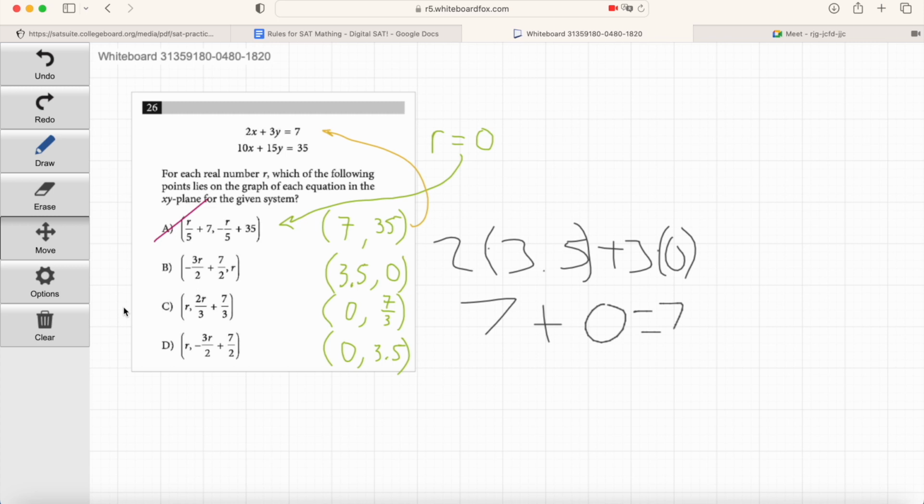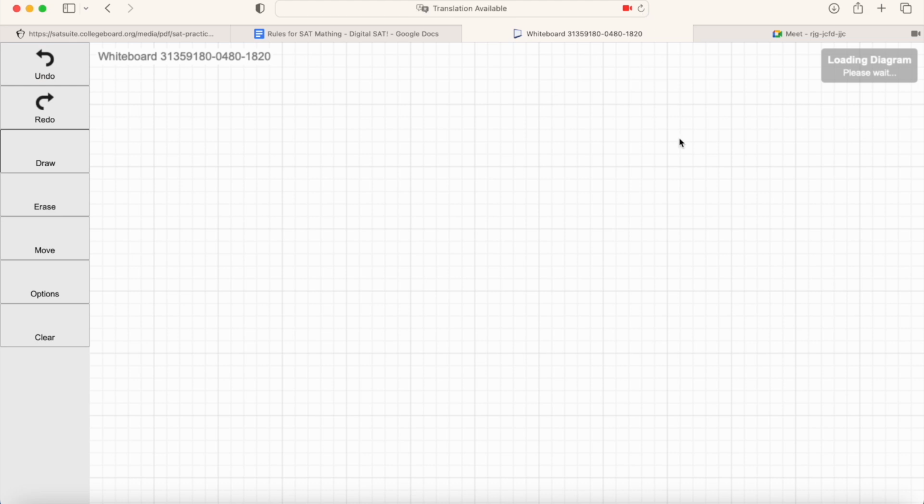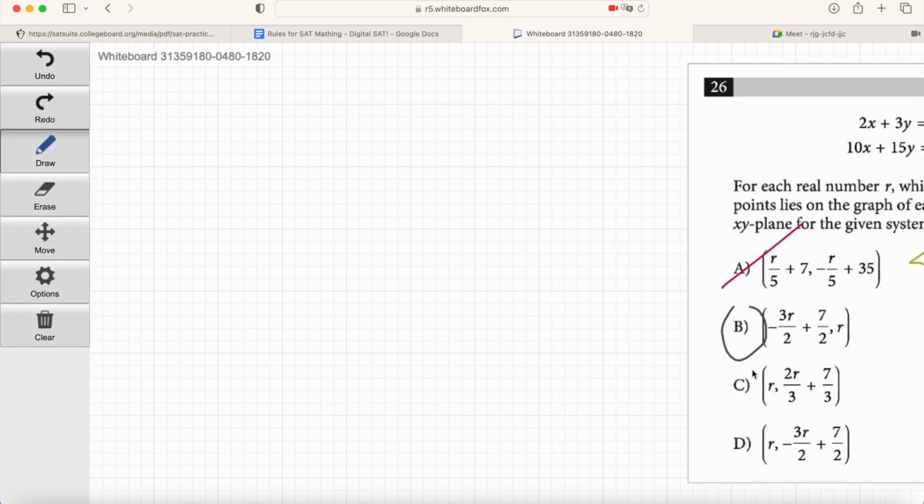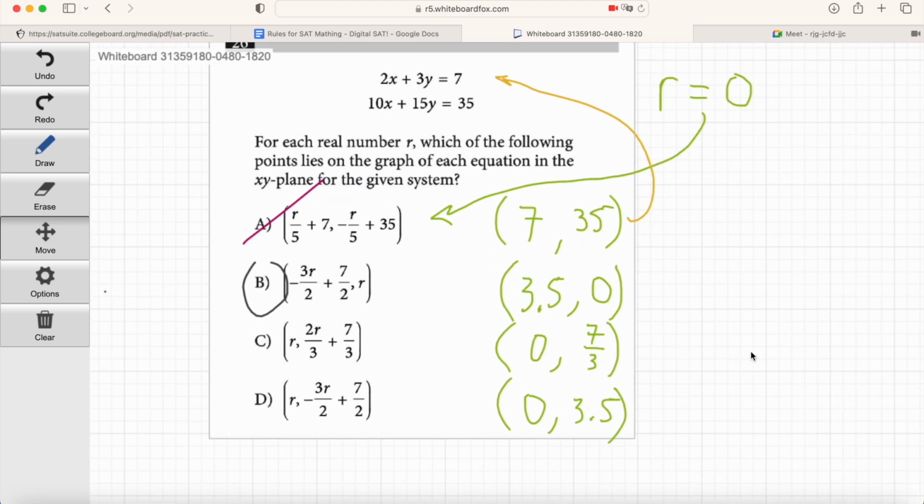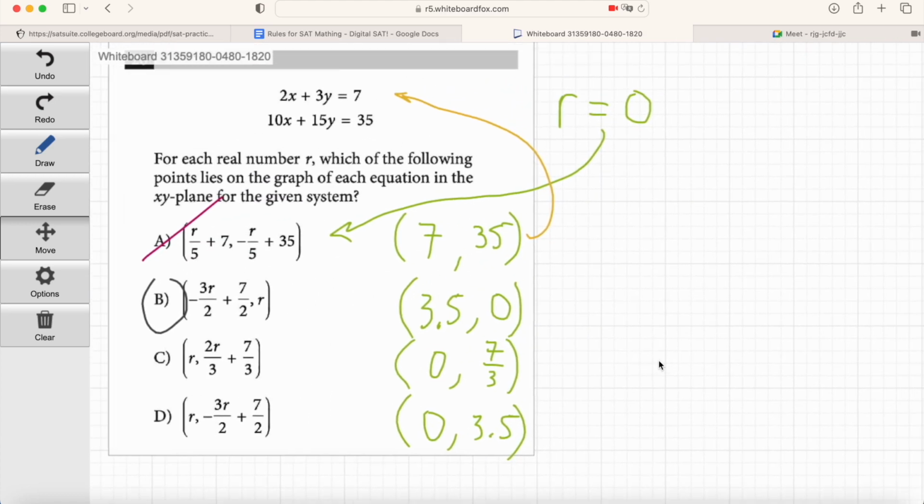Try answer choice C. I'll clear some space. We'll keep B, though. We've got to test them all. We can't just stop here. It might be B, I don't know, but it could be something else as well. Plug in answer choice C.